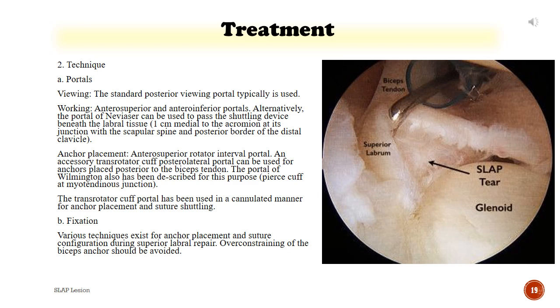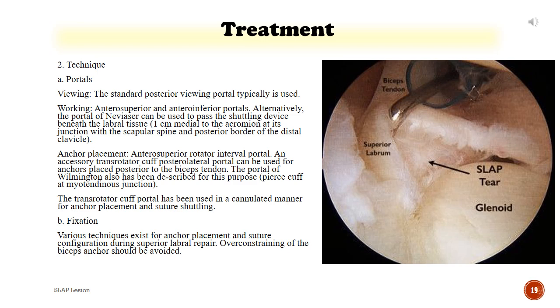Anchor placement: anterosuperior rotator interval portal. An accessory transrotator cuff posterolateral portal can be used for anchors placed posterior to the biceps tendon. The portal of Wilmington also has been described for this purpose, piercing the cuff at the myotendinous junction. The transrotator cuff portal has been used in a cannulated manner for anchor placement and suture shuttling.